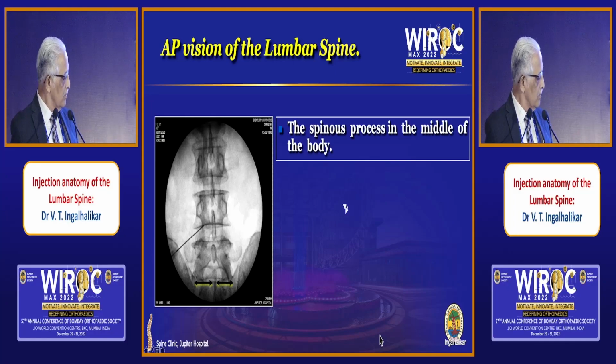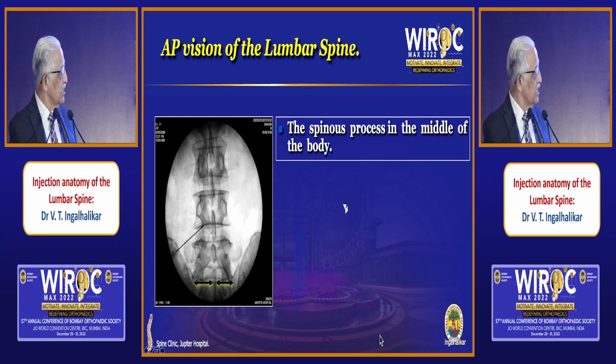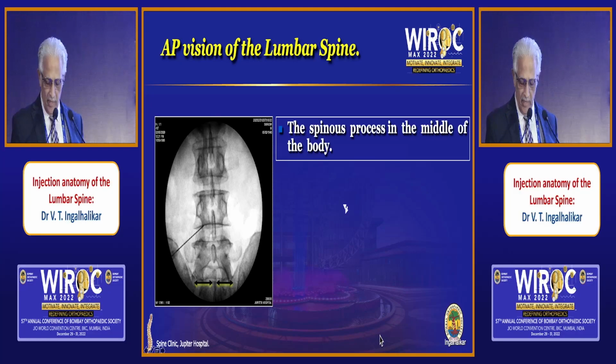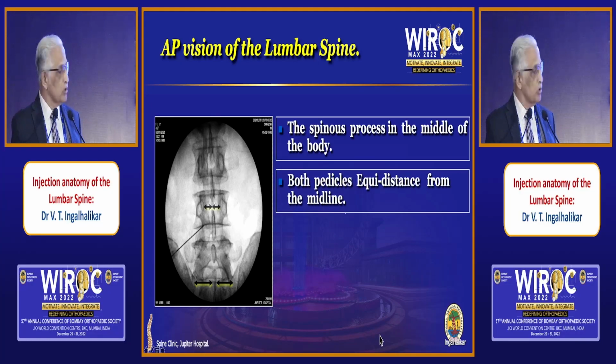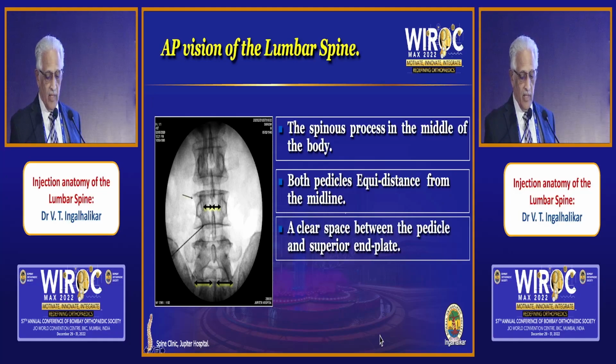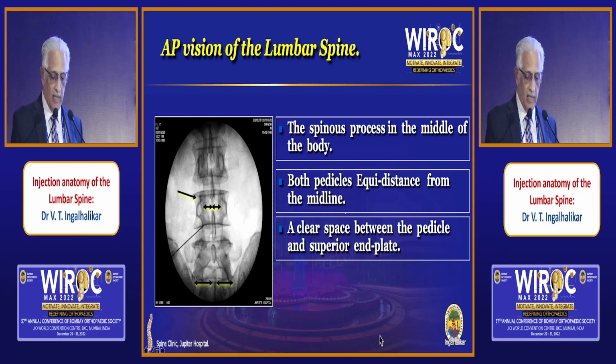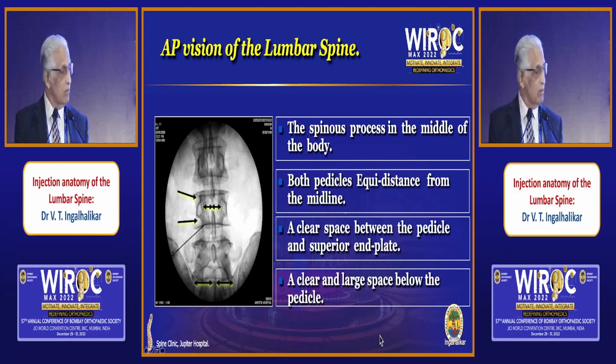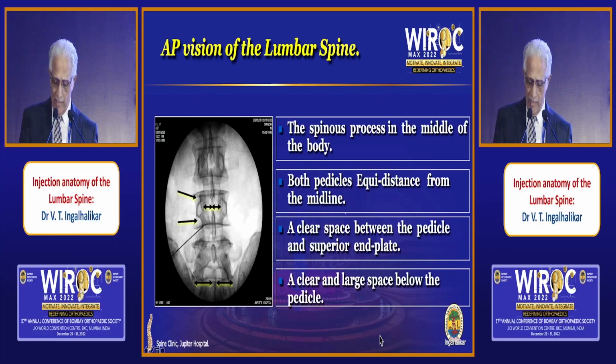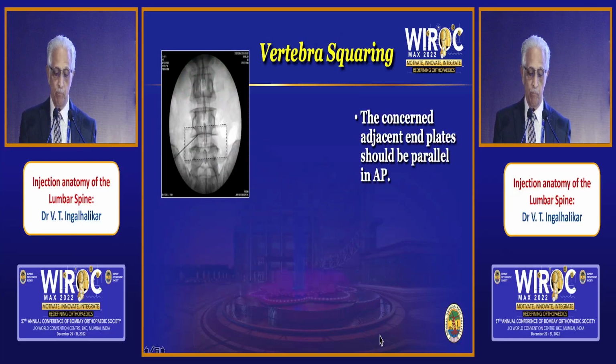Well, this is how you will start looking at this. Look here. The spinous process must be between the two pedicles in the center. Both pedicles must be equidistant from this. Then you must have a clear space between the top of the pedicle and the end plate, and you must have much larger space between the lower end of the pedicle and this clearly. Once you have this image, this is the best way you can safely access various things.